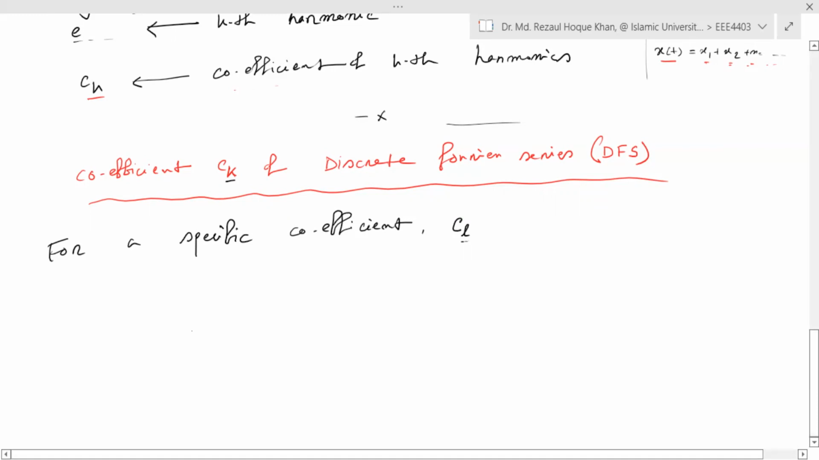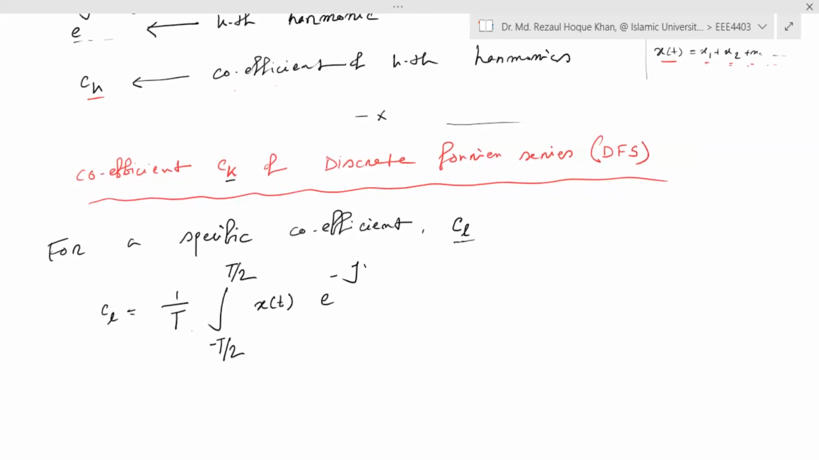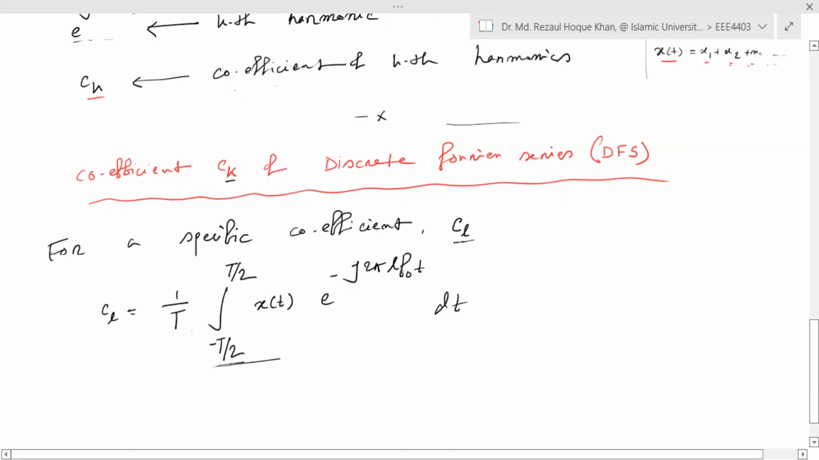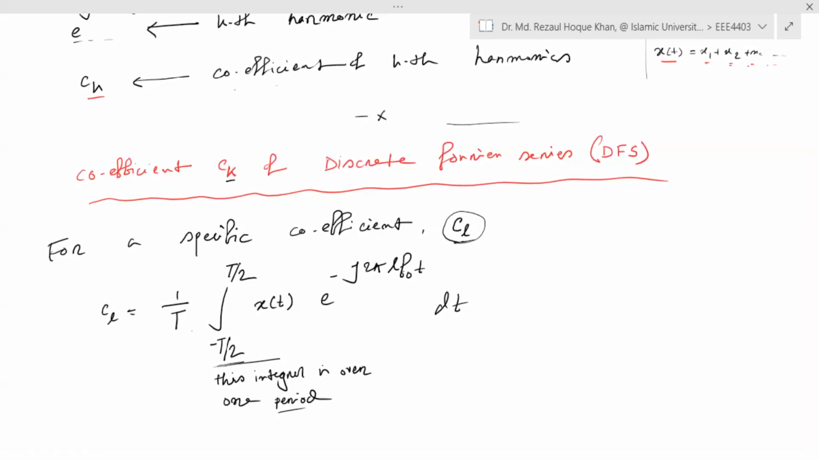This CL can be expressed as 1 by T, integral from minus T by 2 to plus T by 2, x(t) e to the power minus j 2 pi L f0 t dt. Here we took minus T by 2 to plus T by 2 because this integral is over one complete period, one cycle. This is a coefficient for a particular harmonic, not arbitrary.